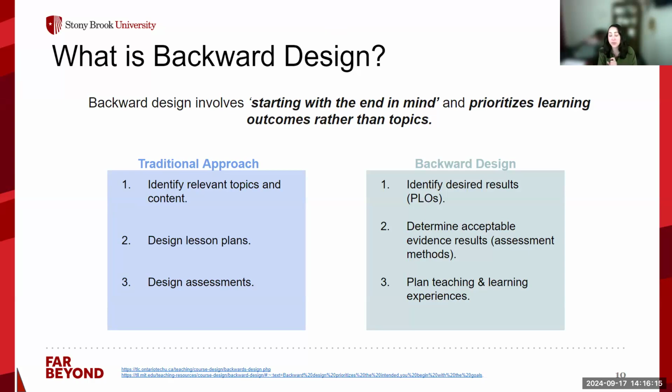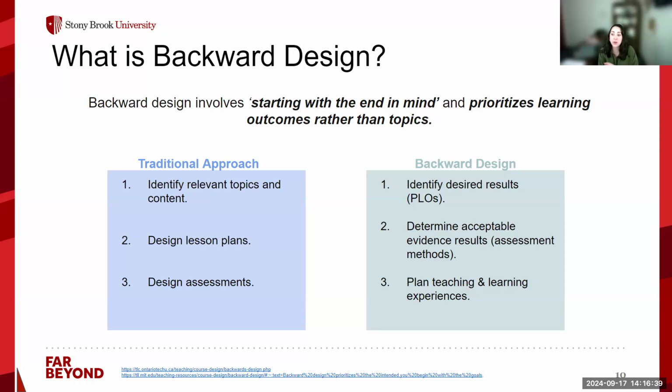So you're going to start with that end in mind by identifying the desired result. At the program level, that would be your program learning objective, right? Students should be able to X. Then you're going to determine, how will I know if students have achieved that? What is the acceptable evidence from my standpoint as an instructor, advisor, or whatever your role? And that's going to be your assessment method.